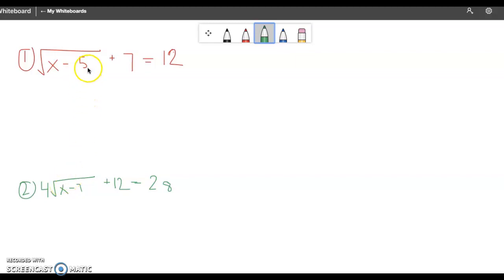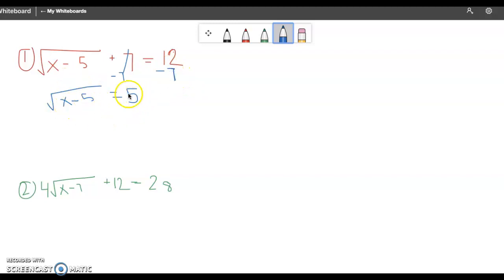But to get moving forward, what we're going to do with this lesson is first remove anything outside of the radical like we did in the last video. So the first thing I want to move is plus 7, and the inverse of plus 7 is minus 7 from both sides. So we're then left with the square root of all of x minus 5 is equal to 5. So 12 minus 7. That doesn't look like a good 7, so that is meant to be 12 minus 7.